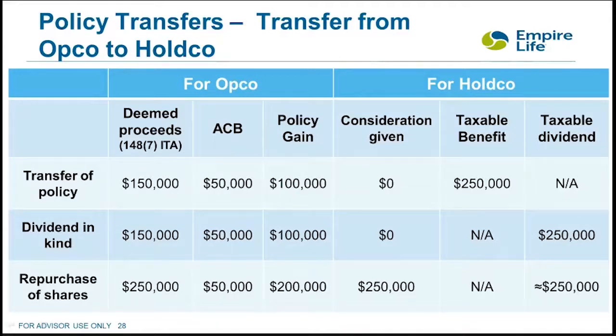Since the policy is transferred by means of a dividend in kind, the taxable benefit under section 15(1) is eliminated. The dividend will be treated as an intercompany dividend, which, although initially taxable in nature, should be deductible as an intercorporate dividend under subsection 112(1) and not result in any tax liability. This alternative could be considered for any intercompany transfer from a subsidiary corporation to a parent corporation.